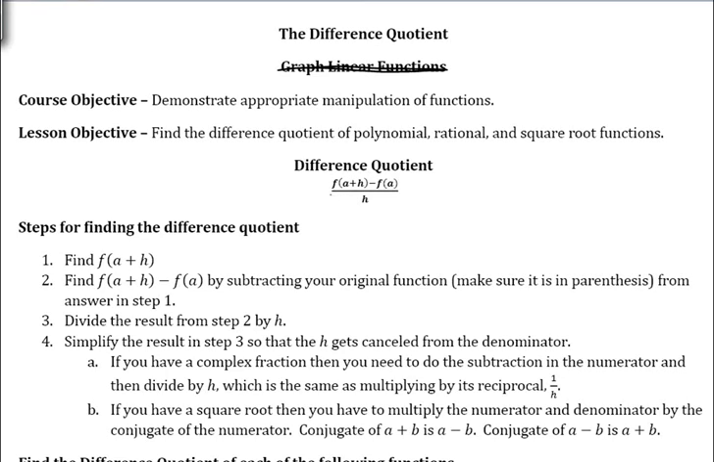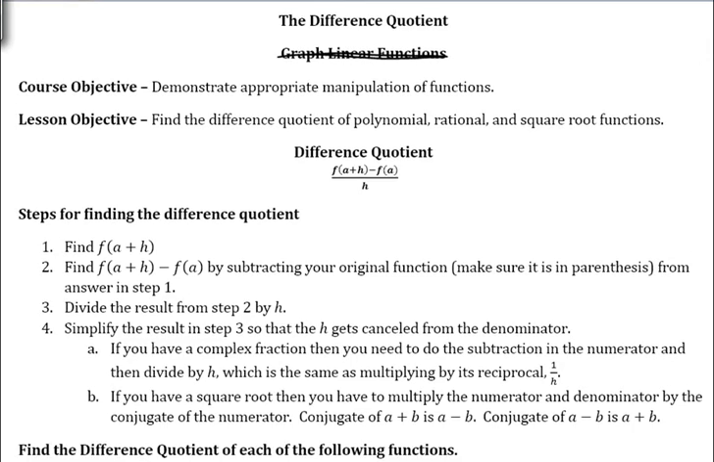So the difference quotient is f of a plus h minus f of a all over h. So the first step of this is to calculate f of a plus h. So we're going to replace x with a plus h. In the second step, we're going to subtract off f of a. And in the third step, we're going to divide by h. And in the fourth step, we'll simplify. And how we simplify that will depend on what type of function we have.